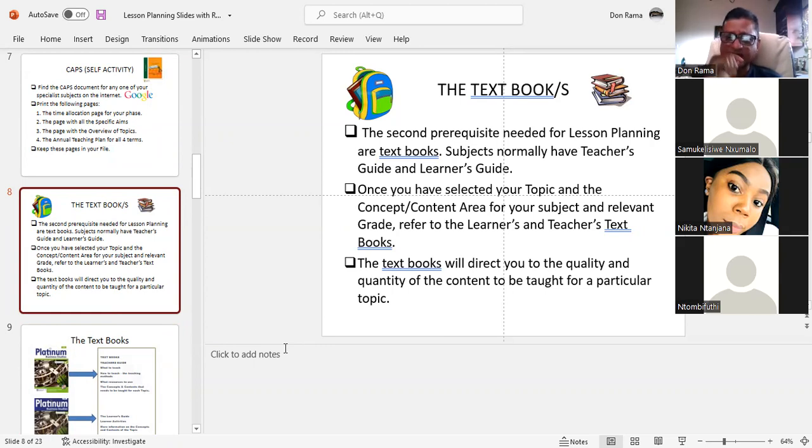So what the textbook does for you, the textbook focuses your attention on the things that you need to teach for that topic, right? And that is why I always tell my students, don't rely on Google, because with Google you get confused. There's so much, it's what we call information overload. Google gives you information overload and you won't know where to start and where to end. But what the textbook does, it focuses your attention, right?